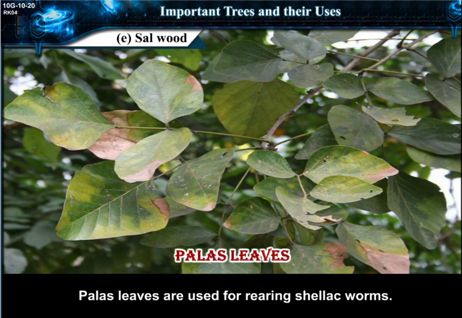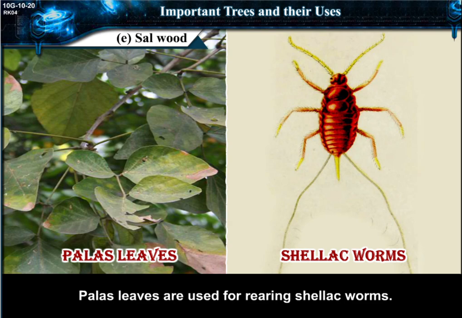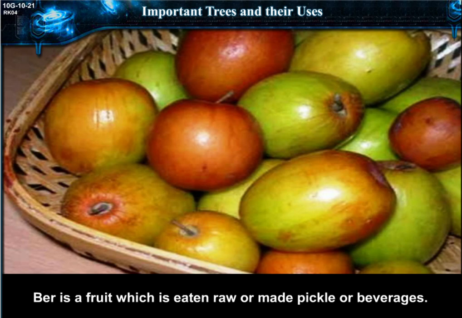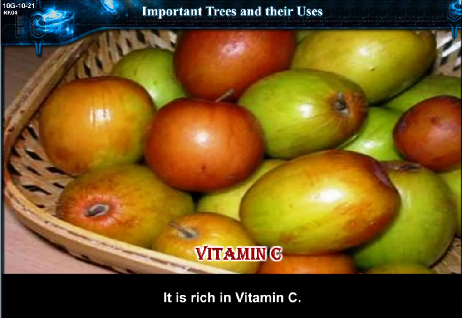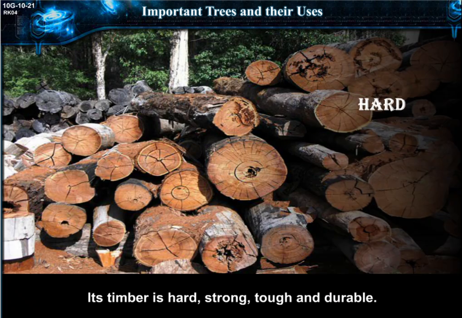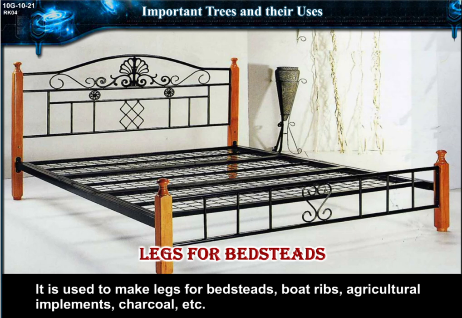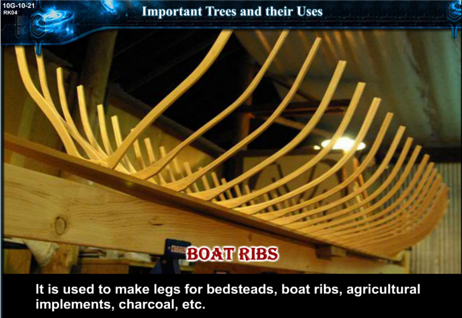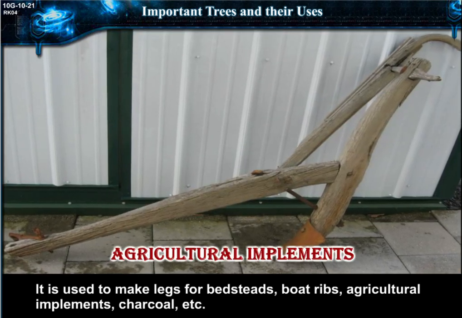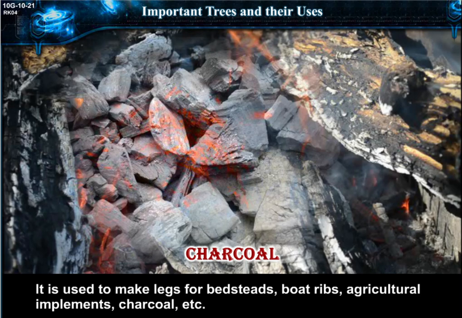Palash leaves are used for rearing shellac worms. Ber is a fruit which is eaten raw or used for making pickle or beverages. It is rich in vitamin C. Its timber is hard, strong, tough, and durable. It is used to make legs for bedsteads, boat ribs, agricultural implements, charcoal, etc.